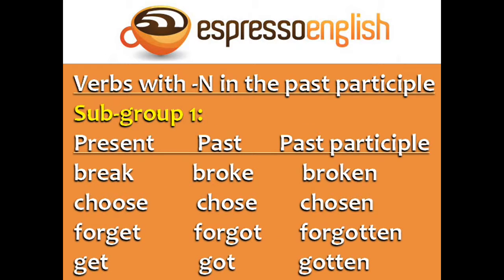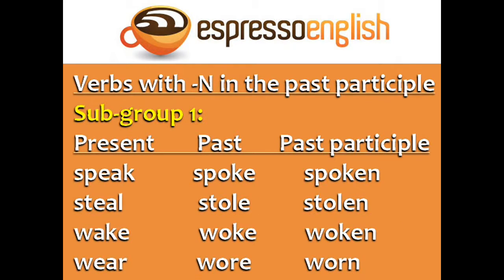Subgroup 1. Break, broke, broken. Choose, chose, chosen. Forget, forgot, forgotten. Get, got, gotten. Speak, spoke, spoken. Steal, stole, stolen. Wake, woke, woken. Wear, wore, worn. In this subgroup, the vowel changes to o in the past and past participle.